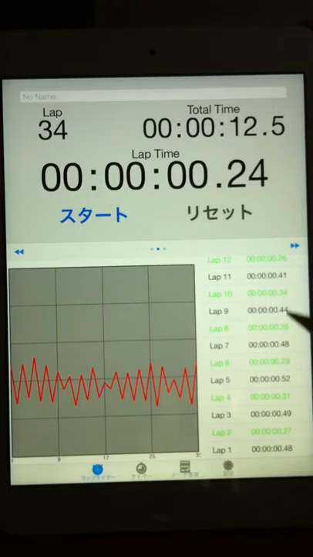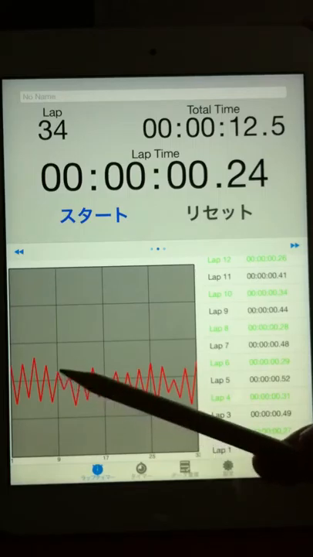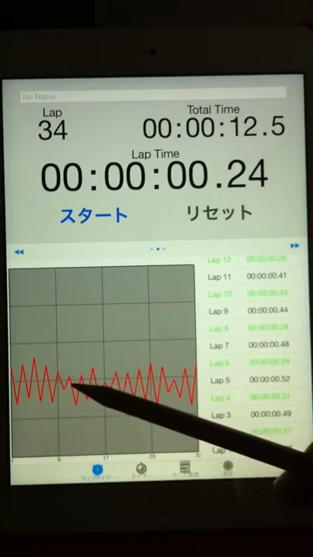1, 2, 3, 4, 1. Difference is 10. 10 divided by 74 equals 14. 14% is usual bounce.